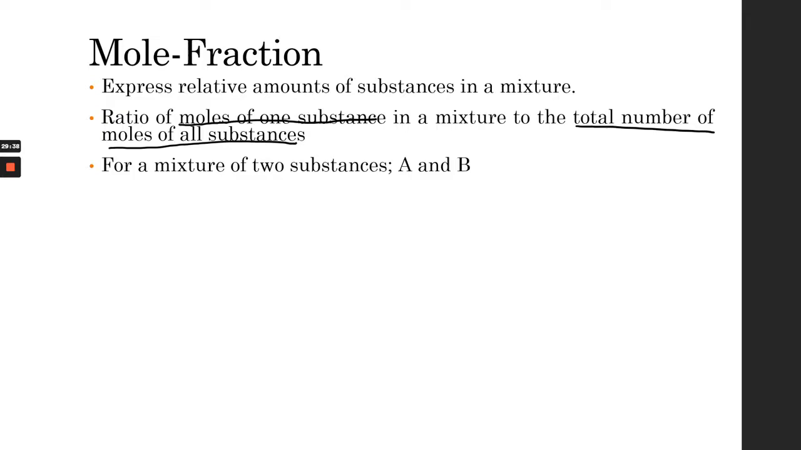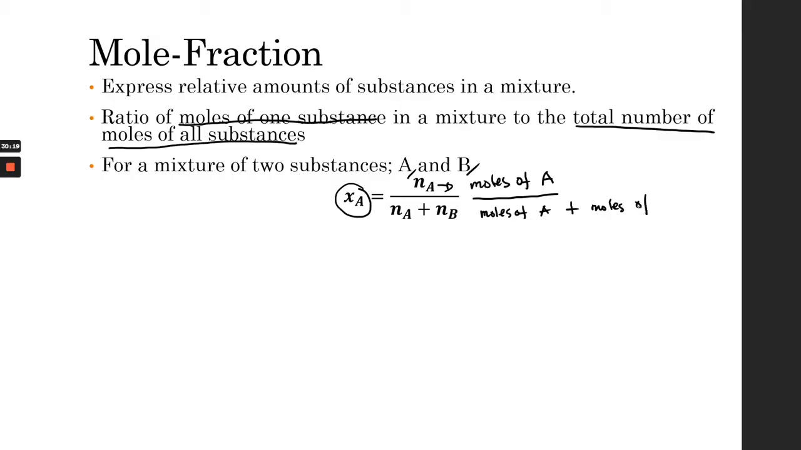For example, you have a mixture of two substances, A and B, and you want to get the mole fraction of A and B. In order to get it, you first get the mole fraction for A by taking the moles of A and dividing it by the moles of A plus the moles of B. So this is how you would get the mole fraction of A.